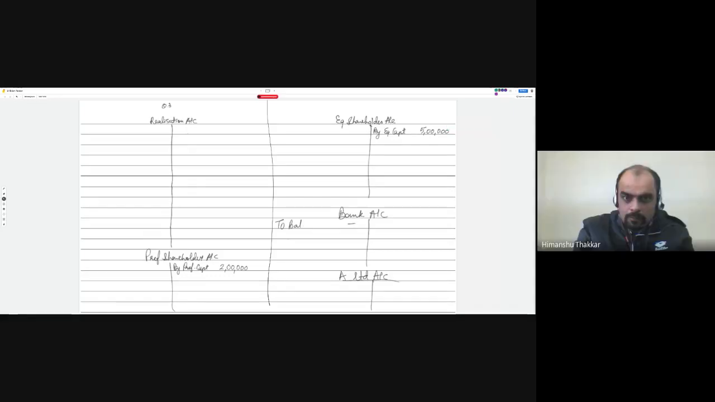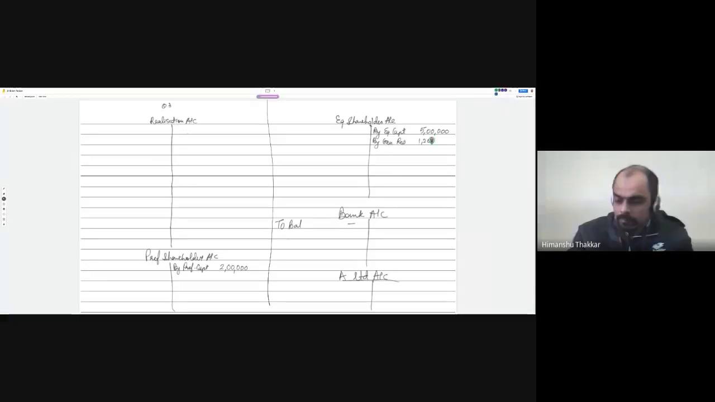Then general reserve, whatever balances of reserves you find in balance sheet, general reserve 1,20,000. And then you have P&L account 80,000. Okay, this is what you have.